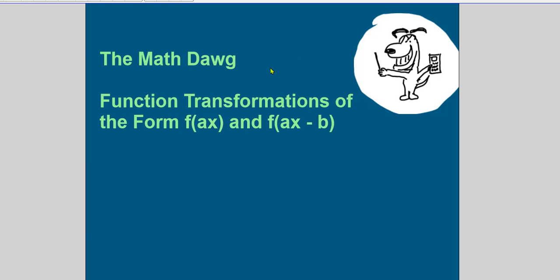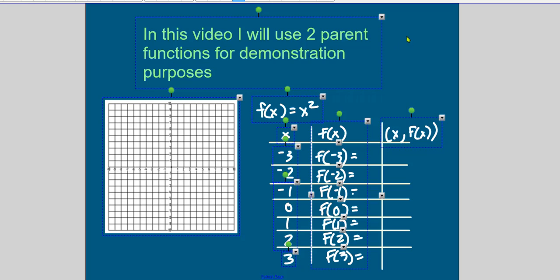In this video I'm going to look at function transformations of the form f of a times x and f of ax minus b. So let's get started. In this video I'll use two parent functions for demonstration purposes. The first one is going to be the quadratic function f of x equals x squared.